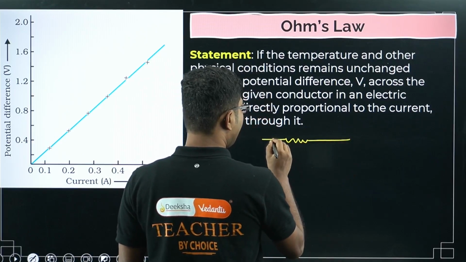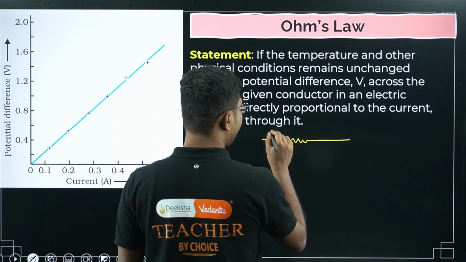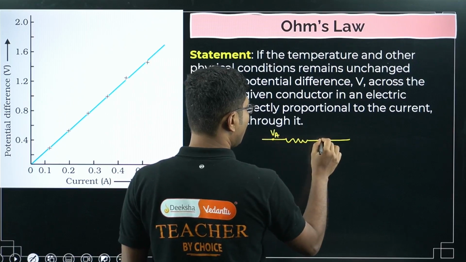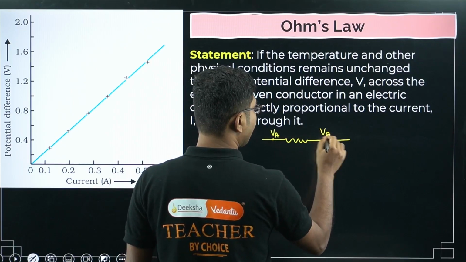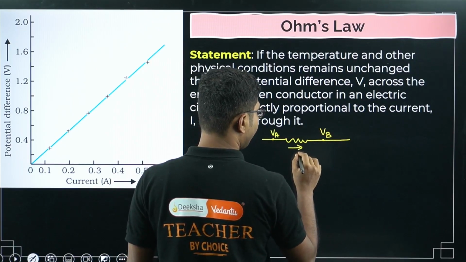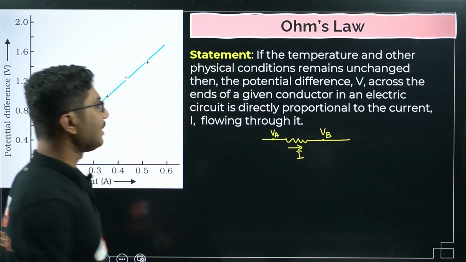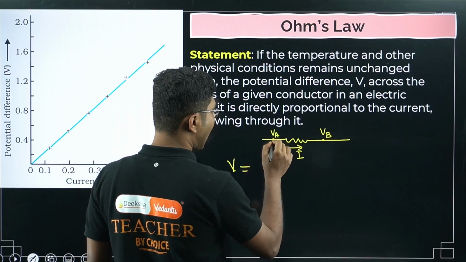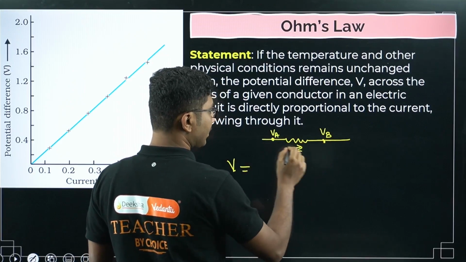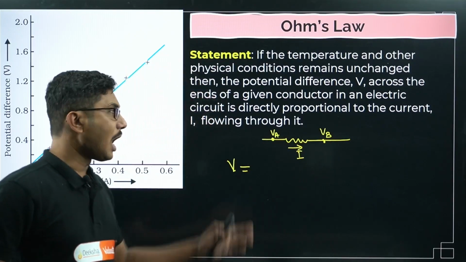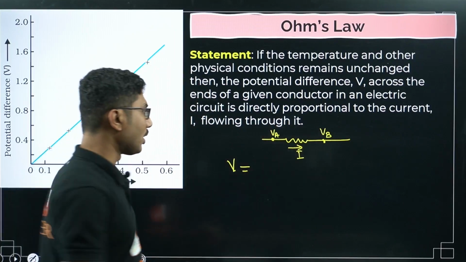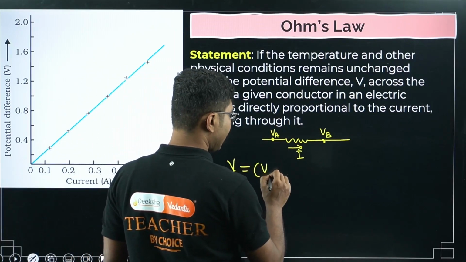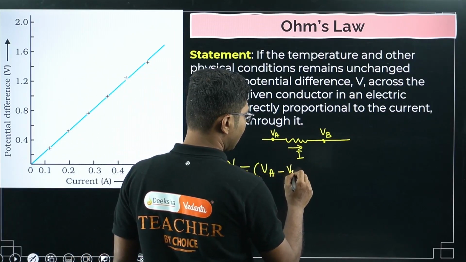Suppose the potential here is VA, the potential here is VB, and some current I is flowing here. Now what is the potential difference? Potential difference V is basically high potential minus low potential. Current always flows from higher potential to lower potential. So the potential difference is VA minus VB.